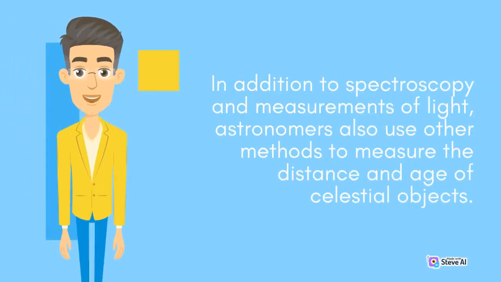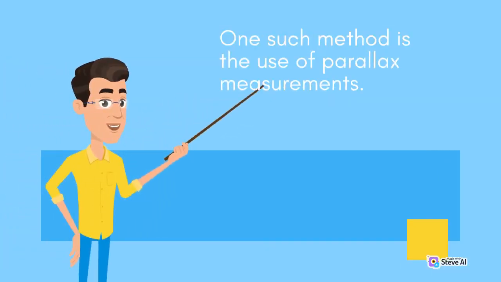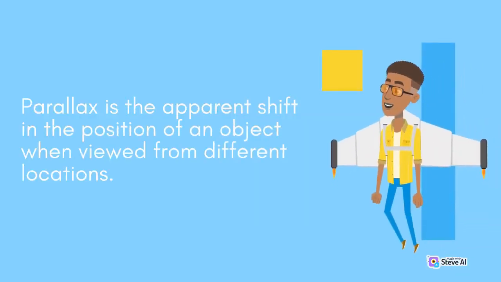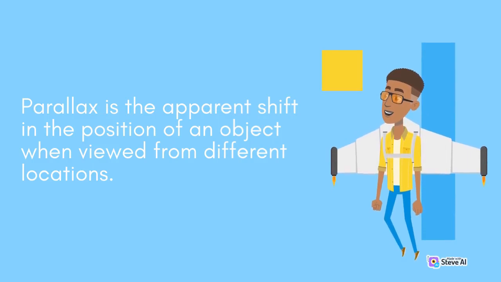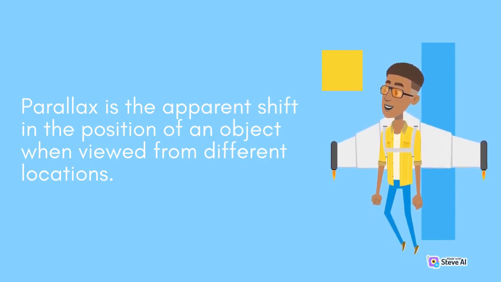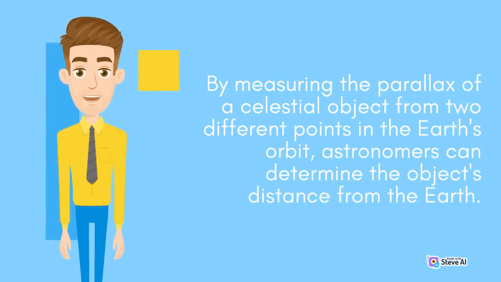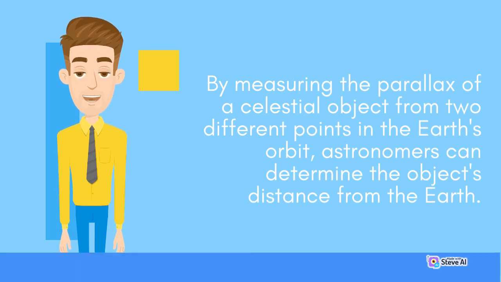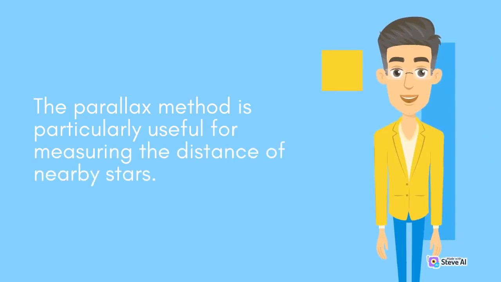In addition to spectroscopy and measurements of light, astronomers also use other methods to measure the distance and age of celestial objects. One such method is the use of parallax measurements. Parallax is the apparent shift in the position of an object when viewed from different locations. By measuring the parallax of a celestial object from two different points in the Earth's orbit, astronomers can determine the object's distance from the Earth. The parallax method is particularly useful for measuring the distance of nearby stars.